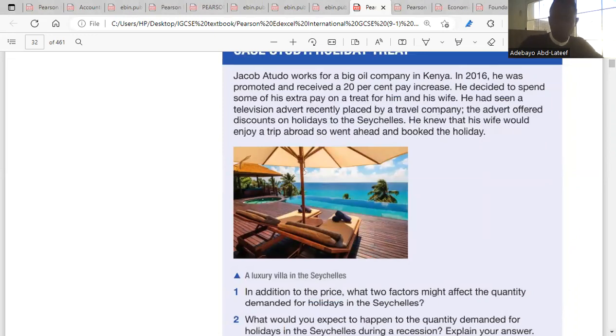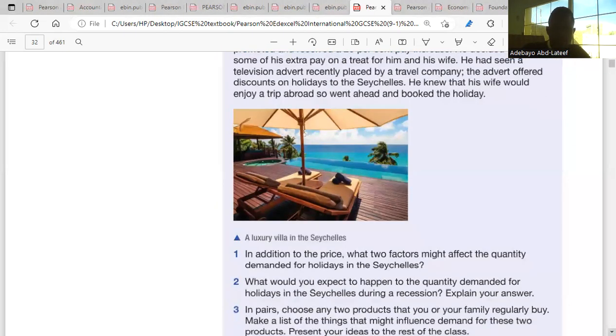Jacob Arturo works for a big oil company in Kenya. He was promoted and received a pay increase. He decided to spend some of his extra pay on a treat for him and his wife. He had seen a television advert recently placed by a travel company. The advert offered discounts on holidays to the Seychelles. He knew that his wife would enjoy the trip, so he went ahead and booked the holiday.